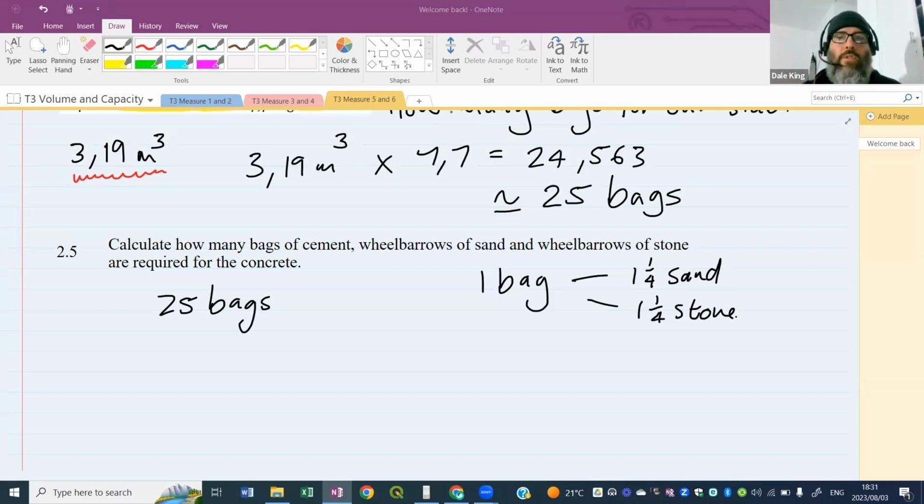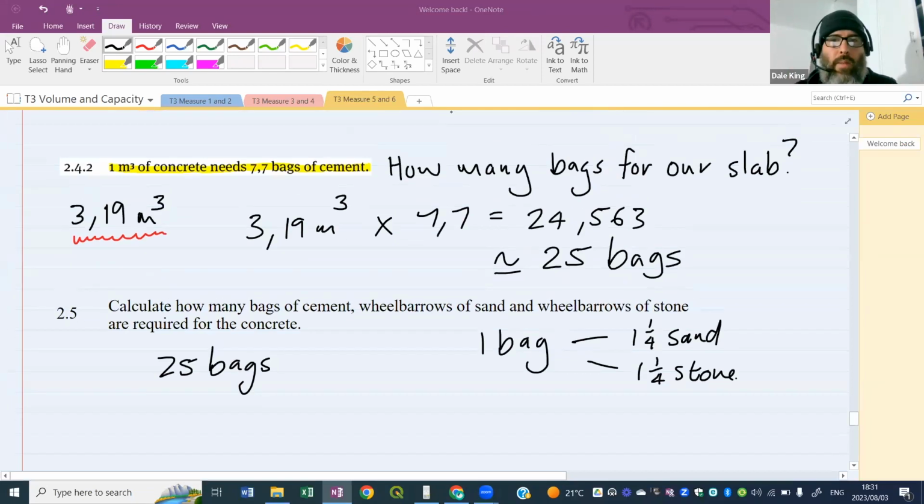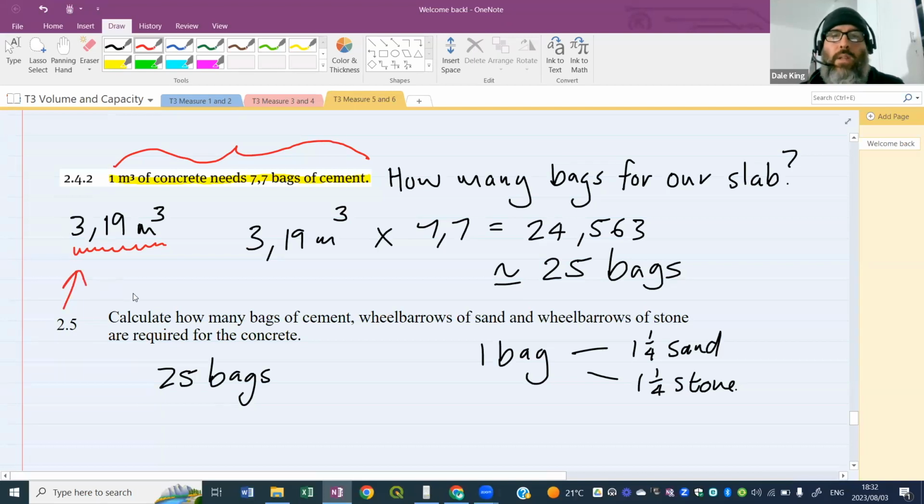All right. I'll come back up to that now. While everyone else is trying to work out how many wheelbarrows of sand and stone we need, I'll come back up here. So if we look at the sum that I'm doing here, they say 1 cubic meter of concrete needs 7.7 bags. Well, we have 3,19 cubic meters of concrete. So I'm going to say 3,19 times 7,7, which gives us 24,563 bags that we need.